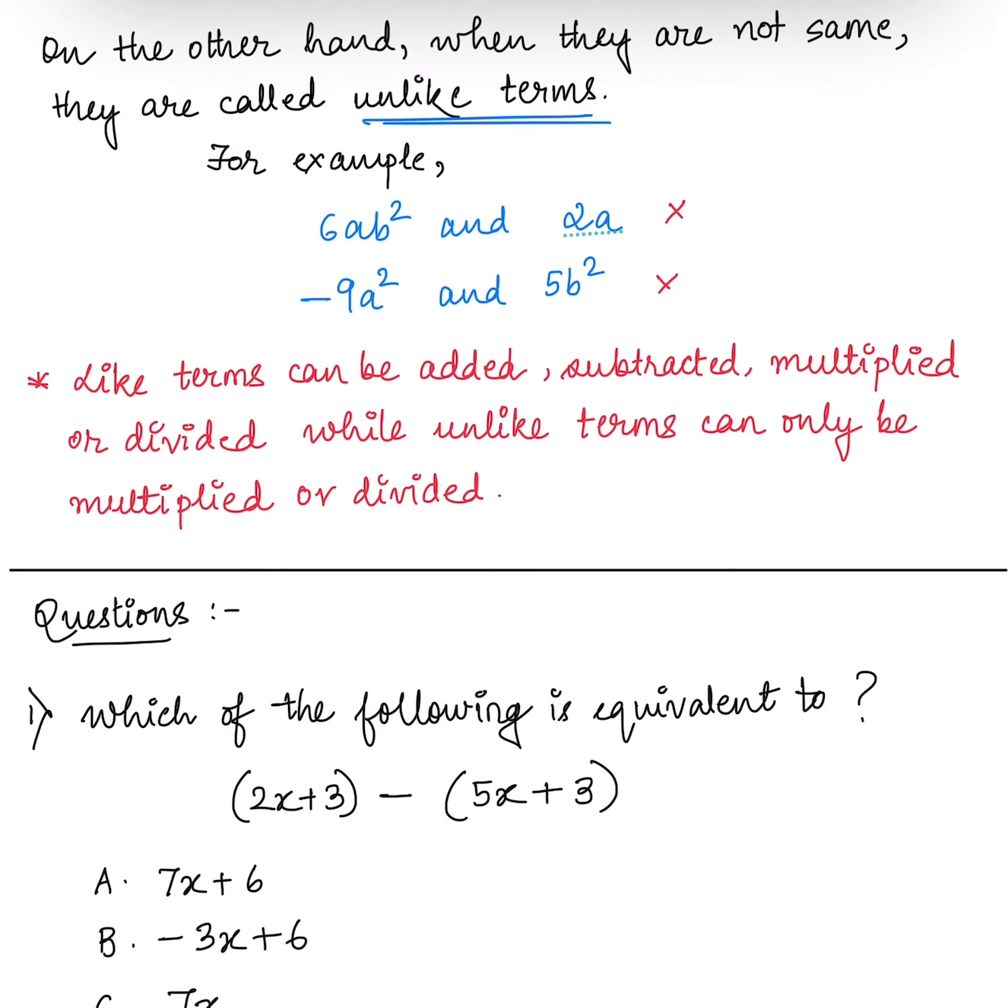The important thing to note over here is that like terms may be added, subtracted, multiplied, divided, anything. While unlike terms can only be multiplied or divided. They cannot be added or subtracted. This is something which we need to keep in mind.